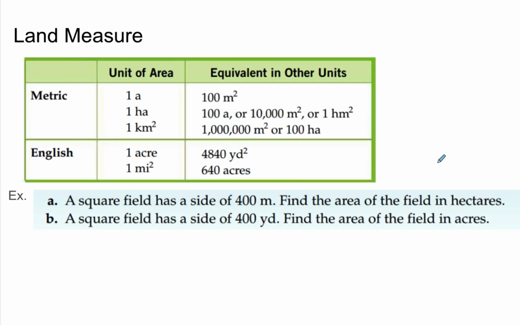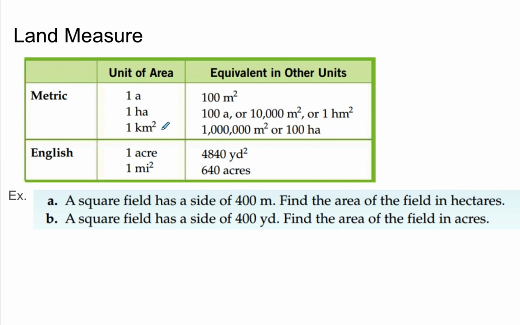Okay, so we can also extend the notion to land measure. So land is pretty big, so we are using bigger units such as are, hectare, kilometer, square kilometer. In the English system, acre or square miles. The relationship is pretty much the same as the previous one. So 1 are is equivalent to 100 square meter, and 1 hectare is 100 times 1 are, so 100 are is 1 hectare, which is much bigger than are, right?